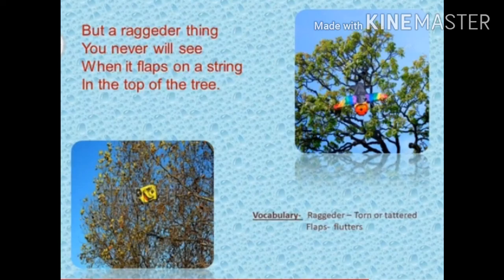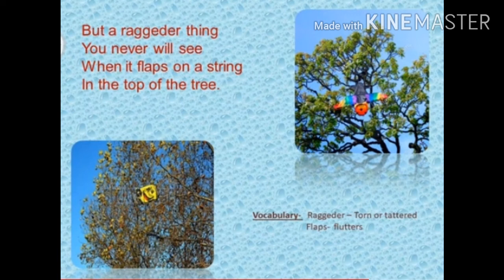Okay, so now let's come to the last lines. But a raggeder thing you never will see when it flaps on a string in the top of the tree. So raggeder, what is a raggeder? Torn or tattered, right? You must have seen, as you can see in the picture also, like when it gets stuck, कहीं पे अटक जाती है आपकी kite, तो क्या होता है? What happened then? It gets torn and that is not at all liked by anyone.